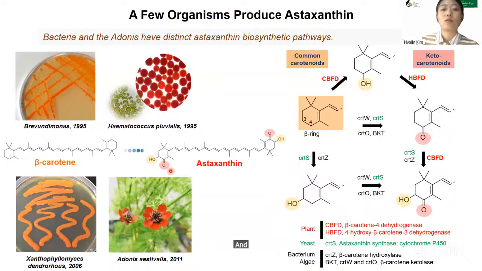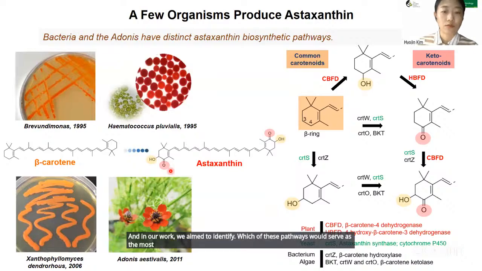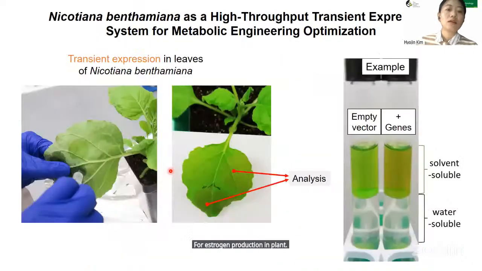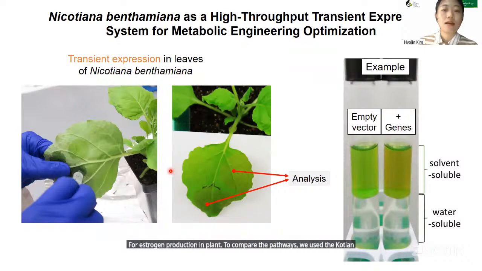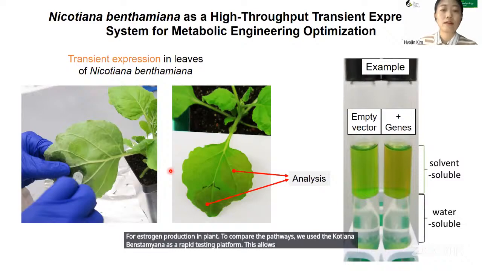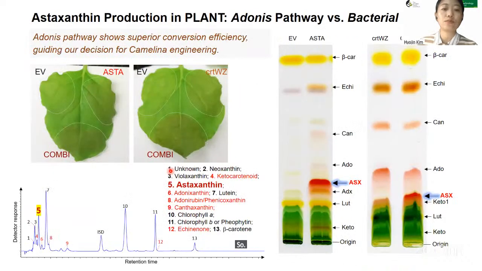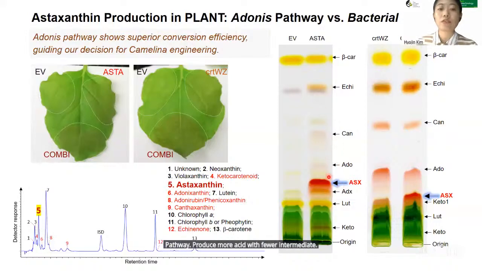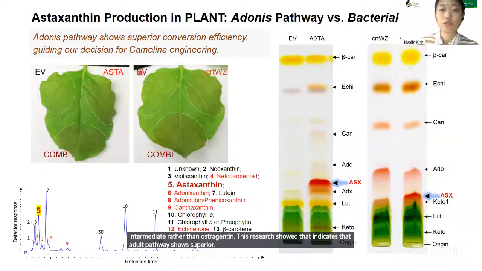In our work, we aimed to identify which of these pathways would serve as the most effective route for astaxanthin production in plants. To compare the pathways, we used Nicotiana benthamiana as a rapid testing platform. This allows a rapid assessment of pathway efficiency before moving into crop engineering. TLC and HPLC analysis clearly showed that the Adonis pathway produced more astaxanthin with fewer intermediates. But the bacterial pathway, CrtW and CrtZ, left significant intermediates rather than astaxanthin. This indicates that the Adonis pathway shows superior conversion efficiency.